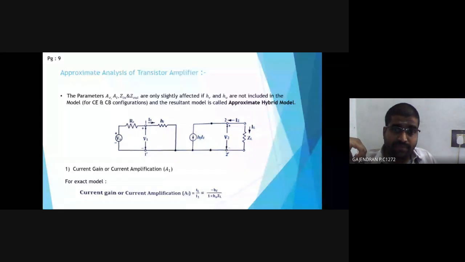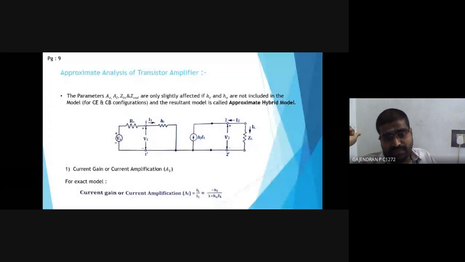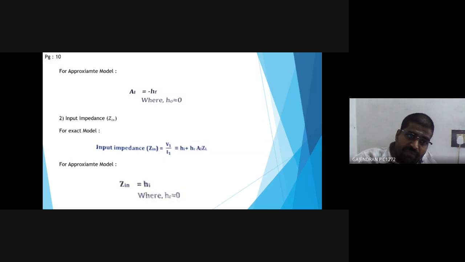Now, let me talk about the current gain or current amplification of the approximate model. For the exact model, we found that the current gain is equal to minus HF by 1 plus HO ZL. Now we substitute HR equal to 0 and HO equal to 0. Examine the current gain term: we don't have an HR term here, only an HO term. Simply put 0 in the place of HO and you will get minus HF by 1, so AI is equal to minus HF.